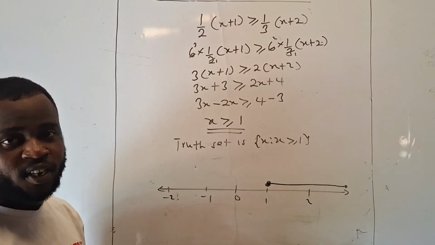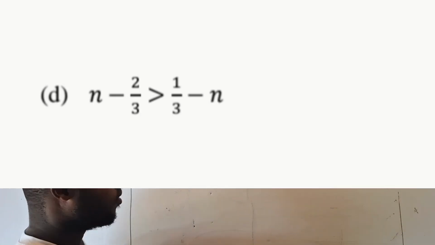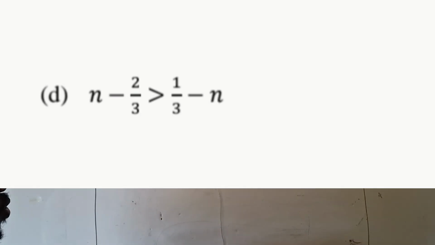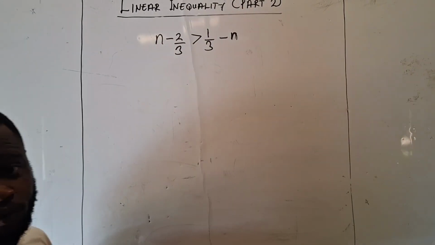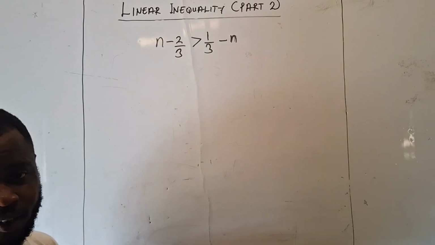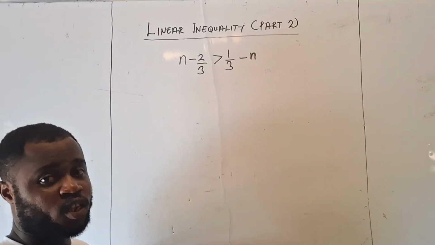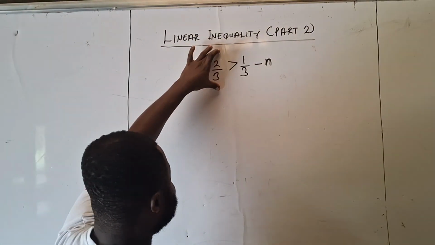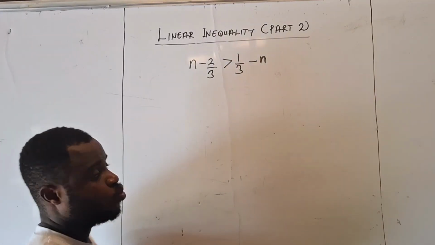So we are taking the last question on this. We are going to find the true set of n minus 2 on 3 greater than 1 on 3 minus n. I've always been telling you, we are going to find for x, but this is n, so we are going to work with the n. The denominators are all 3, so the LCM is going to be 3. How many elements are here? This is 1, this is 2, this is 3, this is 4, because of the signs in between. So take note of that.